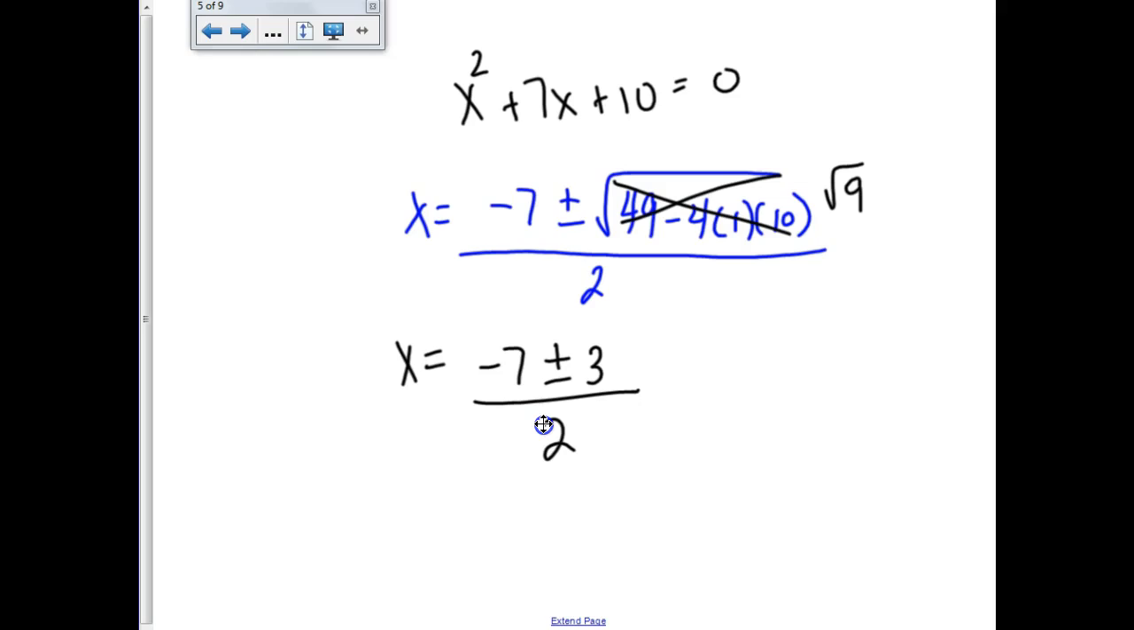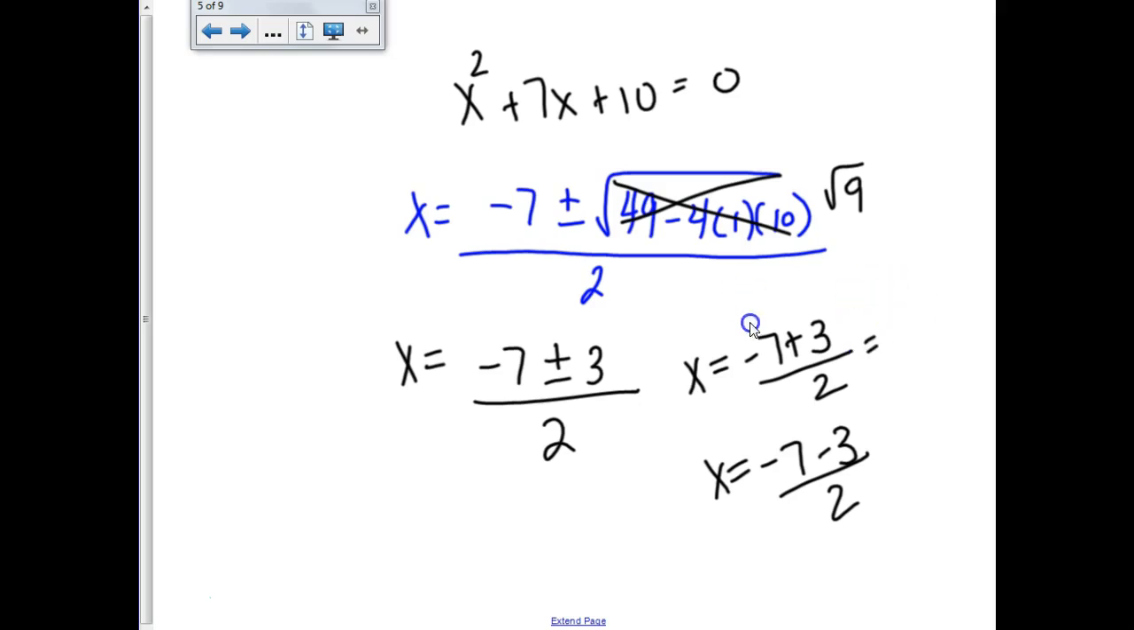This is similar to when you completed the square. I asked you that if you ended up with answers that no longer were radical answers, I need you to take it all the way to the final solutions, and you should get fractions or sometimes an integer. So one of the solutions is negative 7 plus 3, and then divide that sum by 2. The other solution is negative 7 minus 3, and divide that sum by 2.